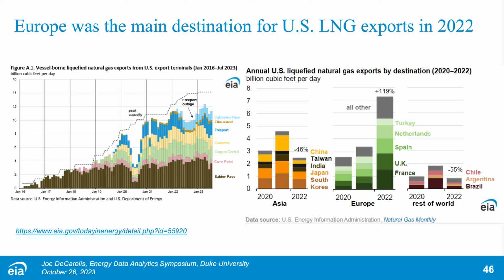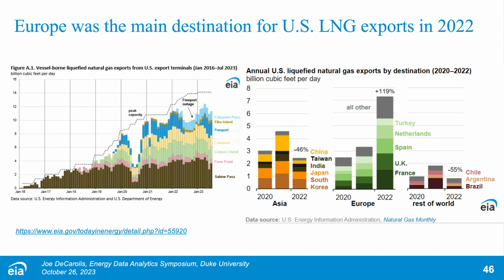And that was a really interesting event because what we saw was price spikes both in Europe and Asia. And it's an indication that we really have this increasing global market for LNG. So something that happens at one LNG terminal in the United States is actually affecting prices around the world. On the right-hand side, this is looking at, of our LNG exports, where is it headed? You've got Asia on the left, Europe in the middle, rest of the world on the right.